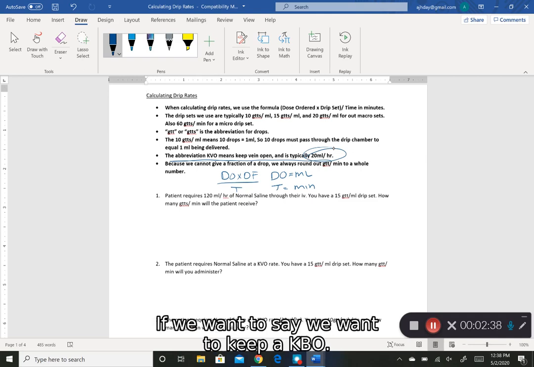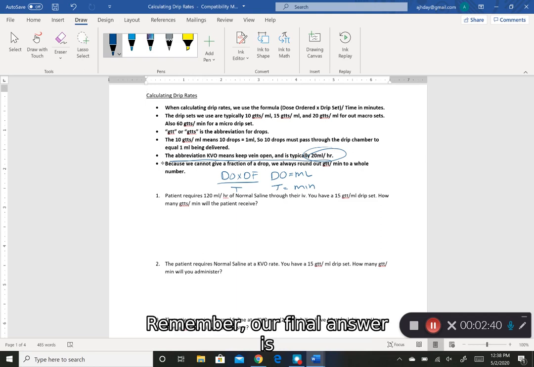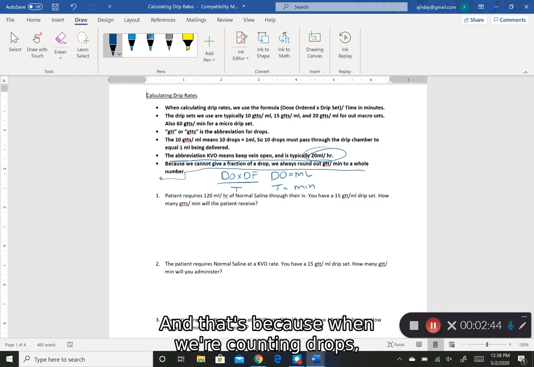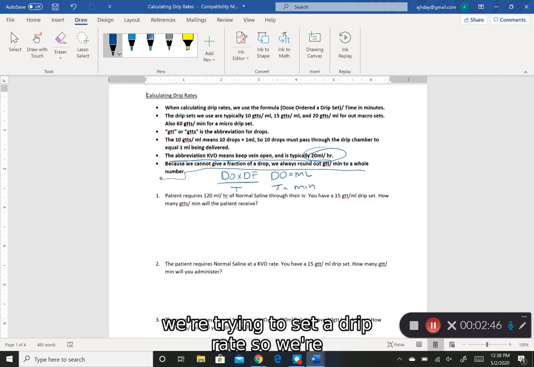Remember, our final answer is always going to be a whole number, and that's because when we're counting drops, we're trying to set a drip rate, so we're counting how many drops we're giving in 1 minute. We can't give a fraction of a drop. So this makes our math easier. If you do end up with a decimal, you only need to find your answer to 1 decimal place because we're going to round to the nearest whole number.